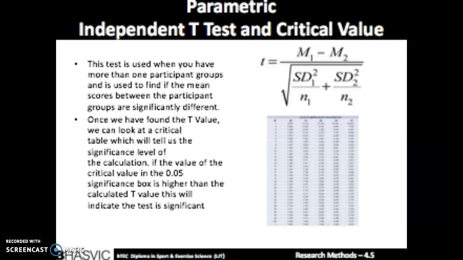Independent t-test and critical value. This test is used when you have more than one participant group and is used to find if the mean scores between the participant groups are significantly different. Once we have found the t-value, we can look at the critical table, which will tell us the significance level of the calculation. If the critical value in the 0.05 significance box is higher than the calculated t-value, this will indicate the test is significant.